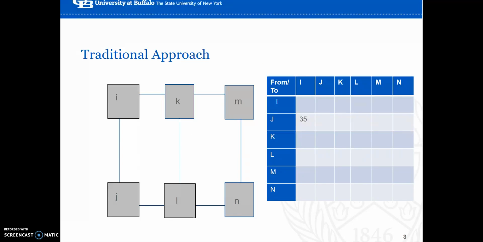In a traditional facility layout problem, the amount of workflow between facilities and the distance is usually considered. In this case, you have I, J, K, L, M, and N, which are facilities. As you can see, from J to I, the amount of material flowing is 35 units. If you want to reduce the material handling effort, you normally reduce the distance, and the amount of congestion between the routes is not something that's considered.